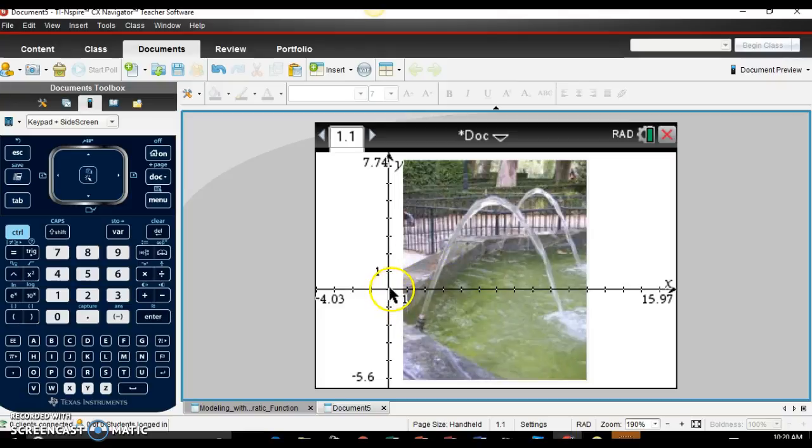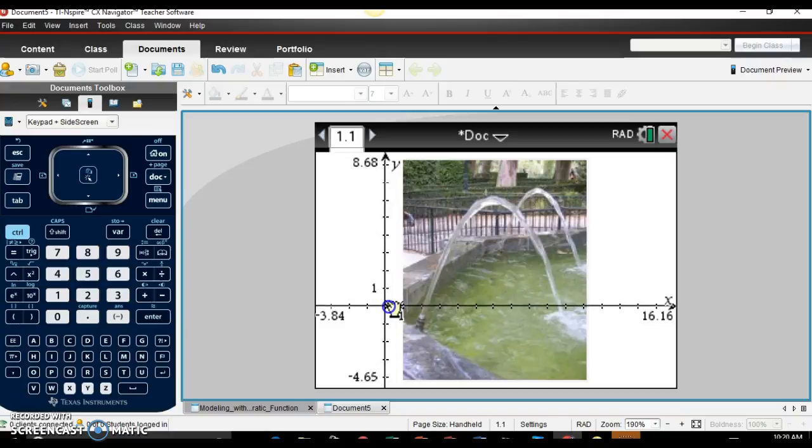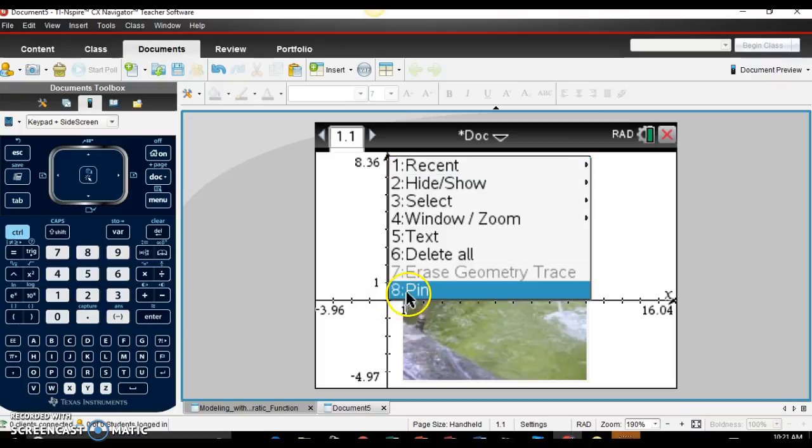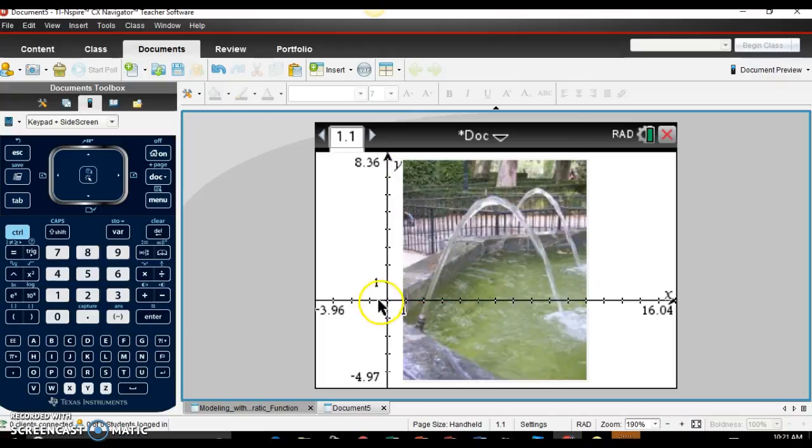Well, that's not what I got. And if you want some continuity with your problems, you can lock this in. So I'm going to choose this point. I'm going to right click, and here it says pin. Well, now I can't move this. I can't grab it, and I can't move this around. And I suggest that, if you use this, that'd be something that you would use.